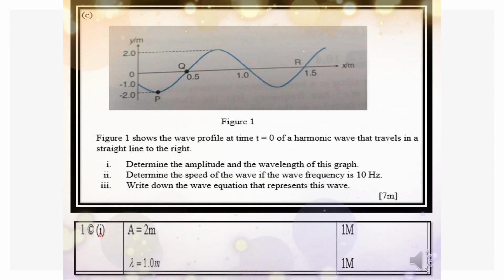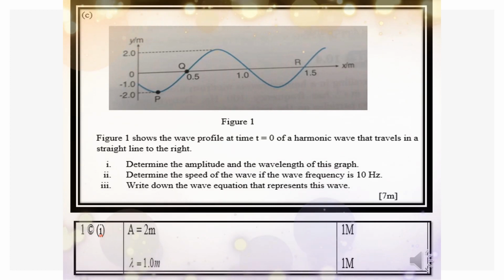Okay. Bagaimana pula untuk mendapatkan wavelength? Wavelength, panjang gelombang, wavelength lambda of this graph. Okay. Jadi, kalau kita tengok pada ketika x equal to 0, nilai bagi displacement ada satu nilai, iaitu negatif 1. Jadi, kalau kita nak mula daripada sini, kalau kita nak mendapatkan satu kitaran yang lengkap tu agak sukar. Jadi, saya mencadangkan kita bermula daripada point Q.